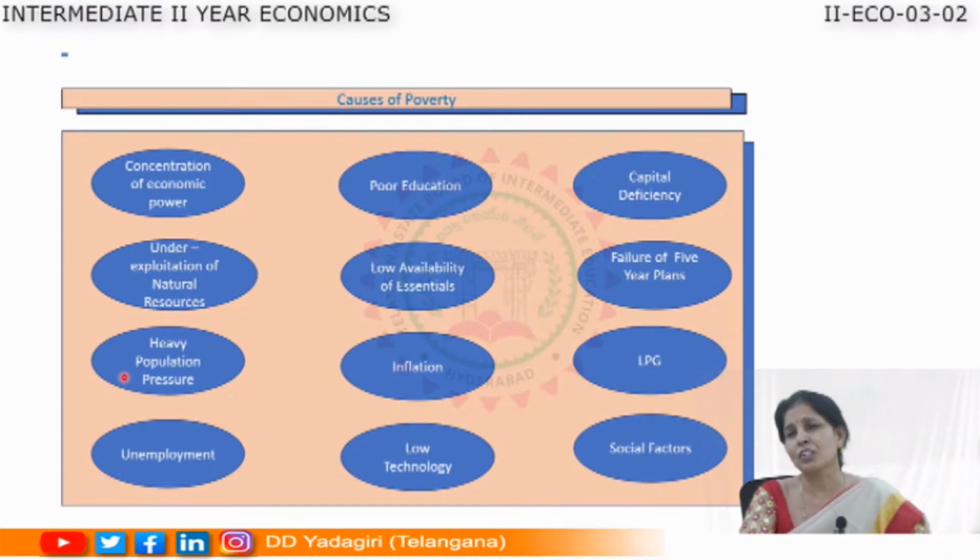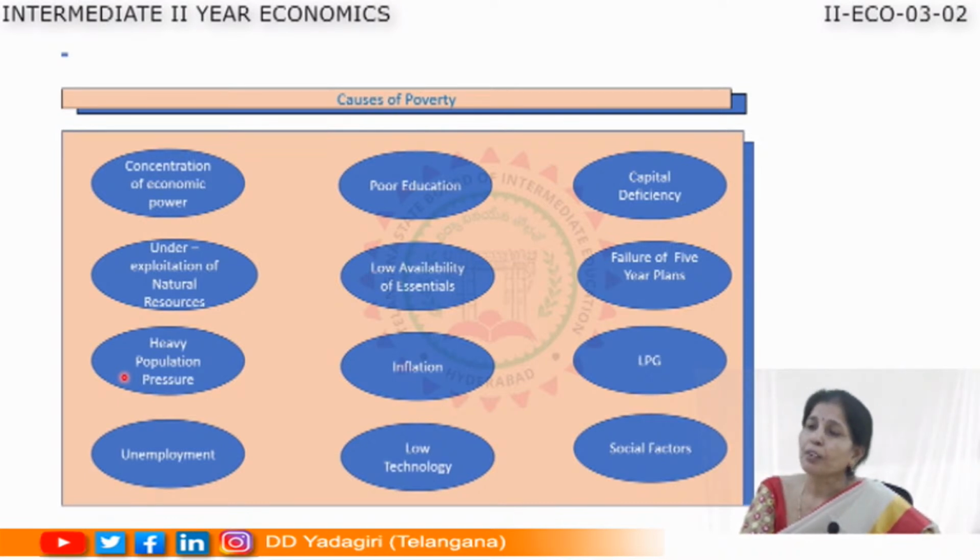How does inflation cause poverty? This is again one more question we need to understand. Increase in prices reduces the purchasing power of the poor people. Just take today's example: the price of petrol has touched 90 rupees. The purchasing power of the poor people reduces further. The gap is increasing between the rich and the poor, and this again causes poverty conditions.